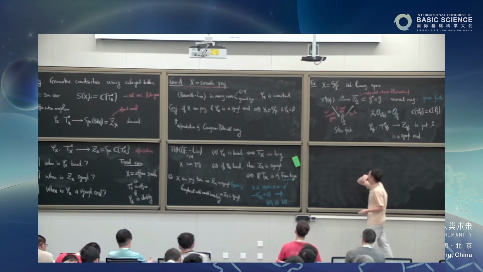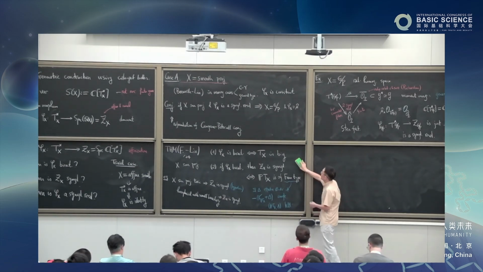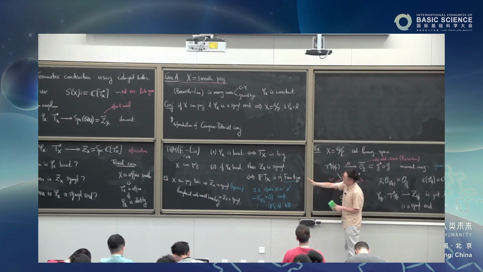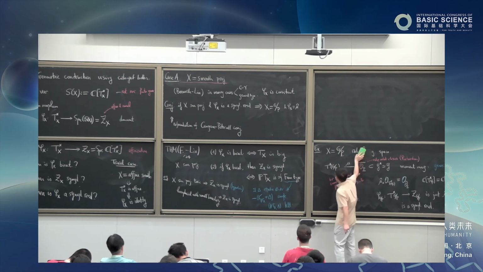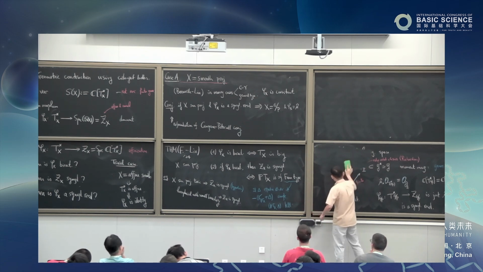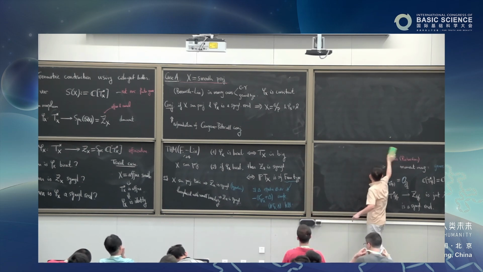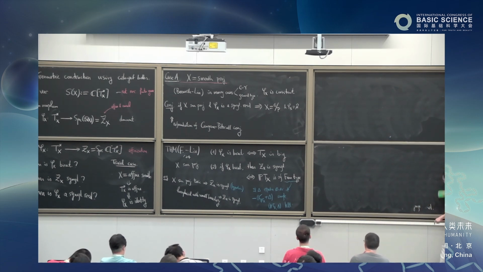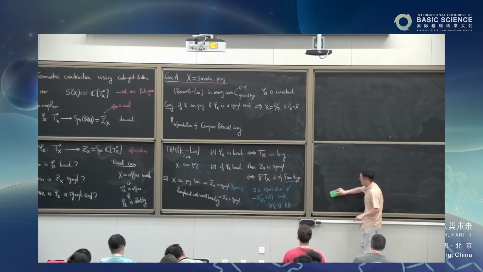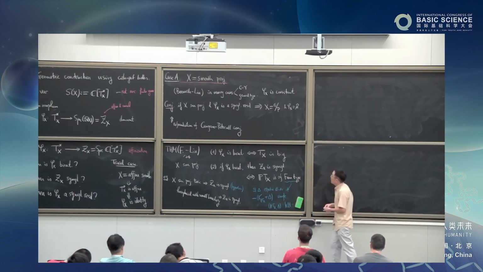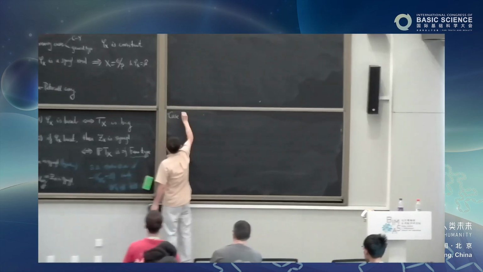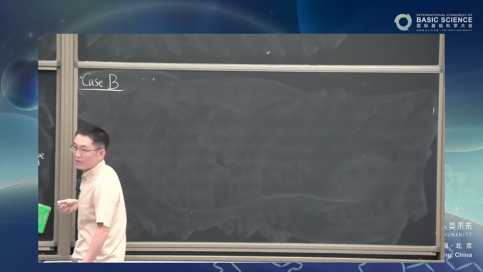So this is case A. So let me go to case B. For the smooth projective case, we have more or less a complete answer to these three questions. And now for case B, what would you like to put as case B?